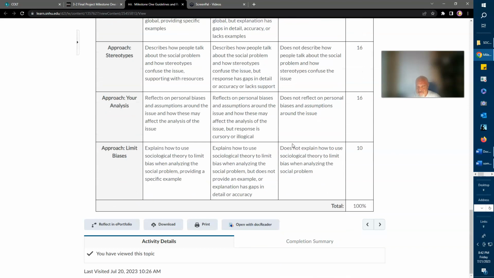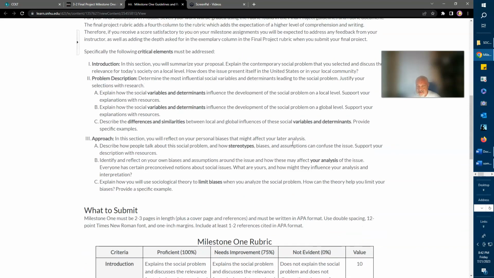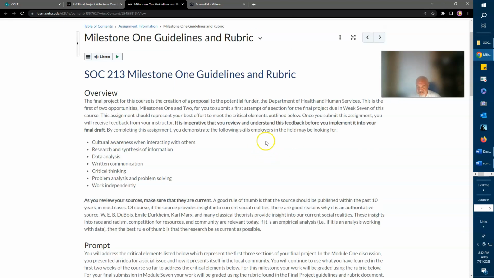That's kind of my overview, my feedback for this milestone one. Please read the feedback and please respond to the feedback that I provided you in the paper. Most everybody did excellent work, but you've got to know what global means, and apply it. It's not comparing something in the United States, that's not global.